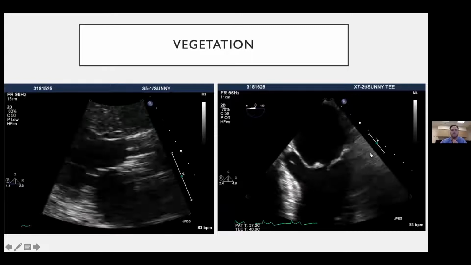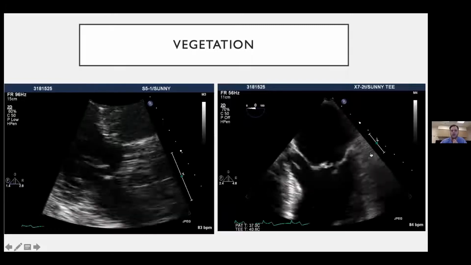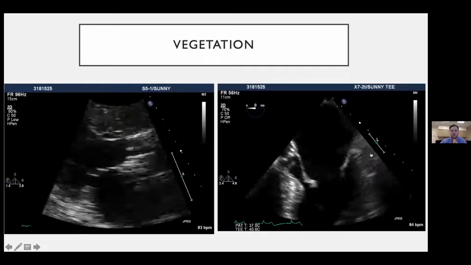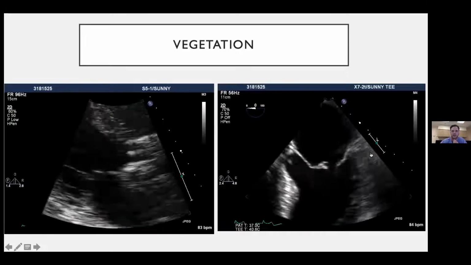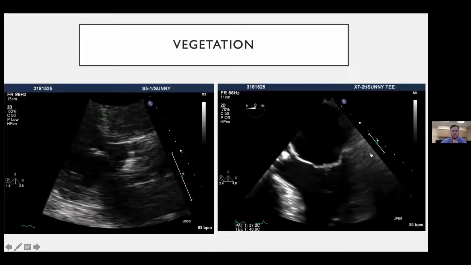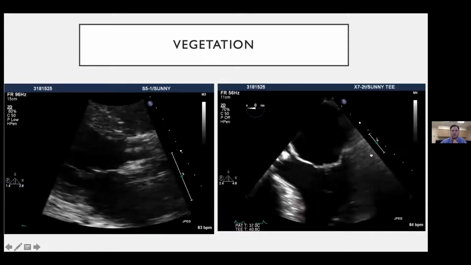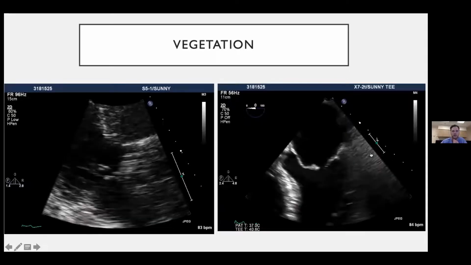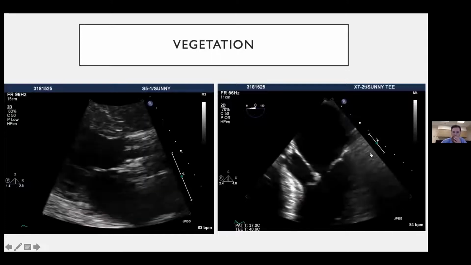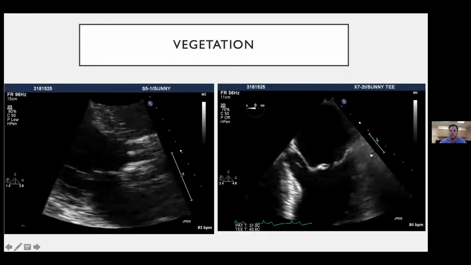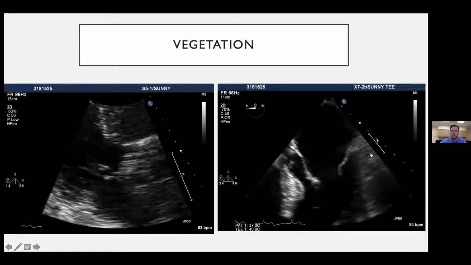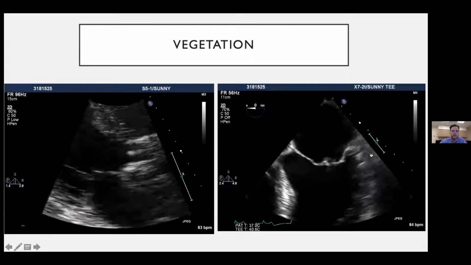Okay, so we'll move on to echo imaging then, and we'll start with the basics. So when considering imaging findings in endocarditis, vegetation is really the first thing that comes to mind. So echocardiographically, the most important feature is that vegetation is oscillating, or it has independent mobility. In other words, it moves in a way that's independent of the cardiac cycle.